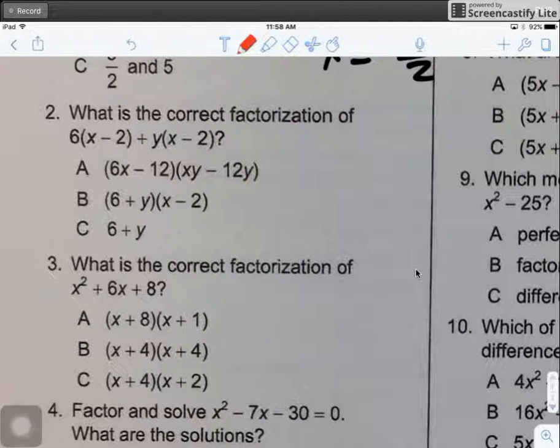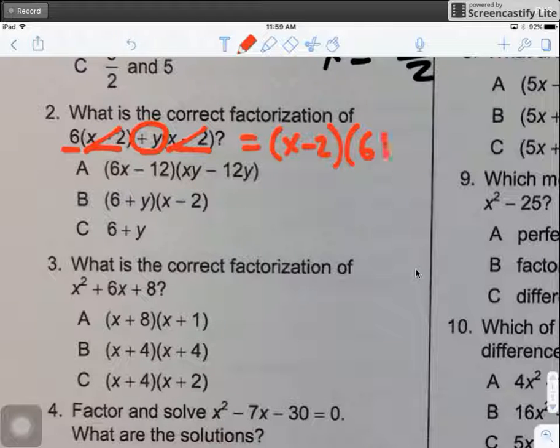Number 2, what is the correct factorization? Since we know that there's a common factor, we can use the distributive property to factor out the x minus 2. So we're going to rewrite this as x minus 2. After you take that out, you still have 6 left and plus y. So this would be the complete factorization for that expression, and it looks like B is the answer.